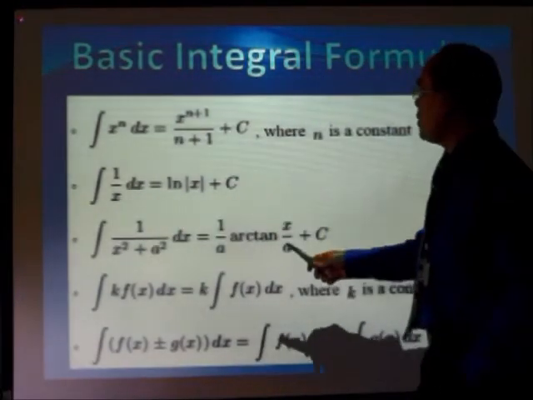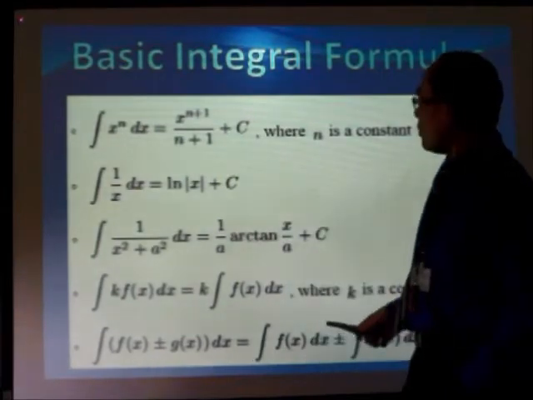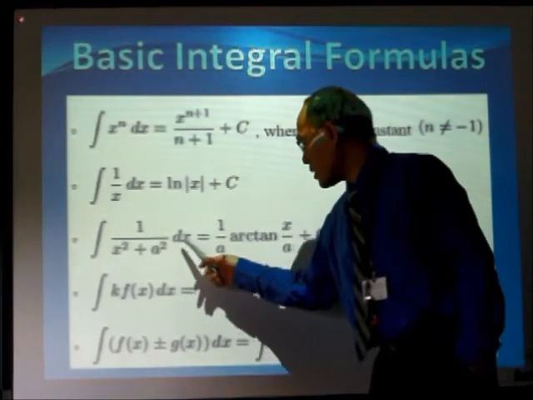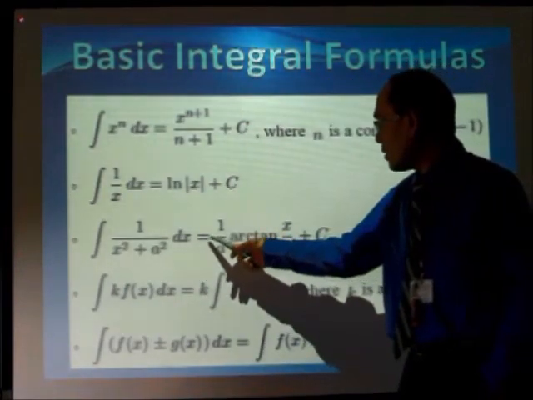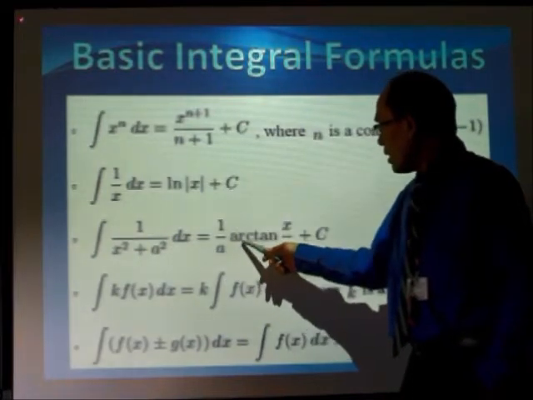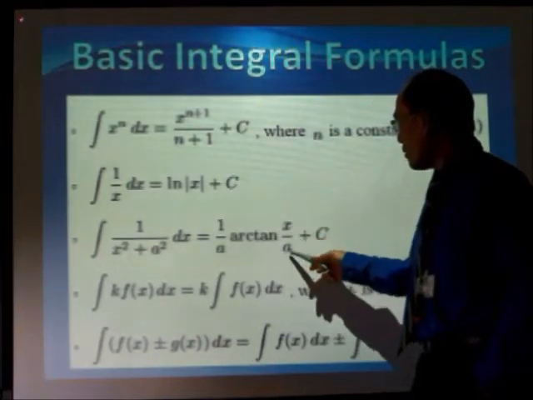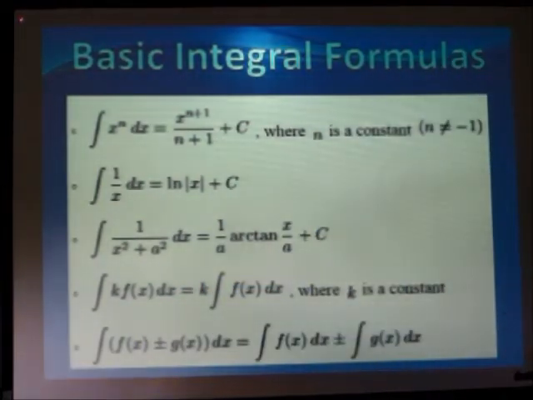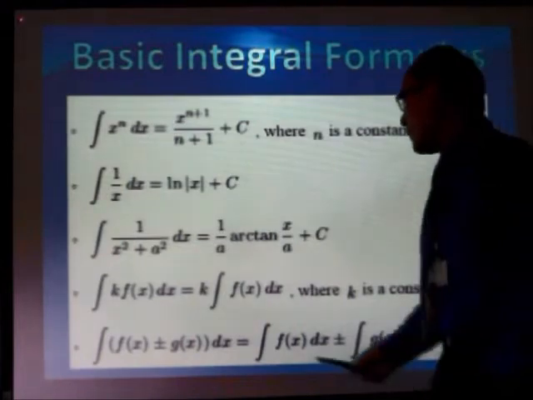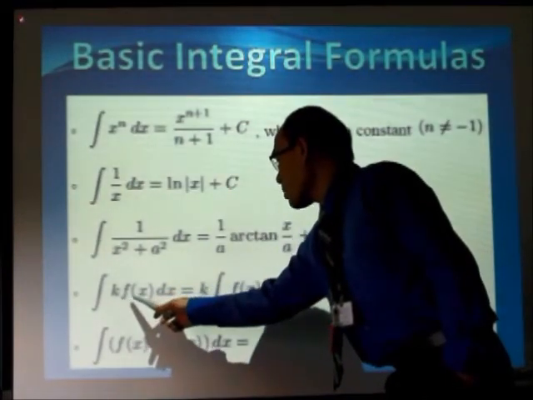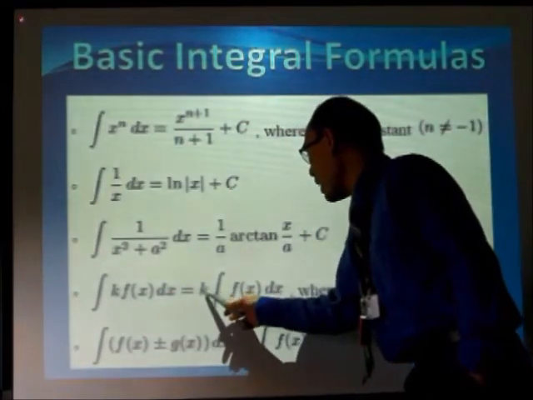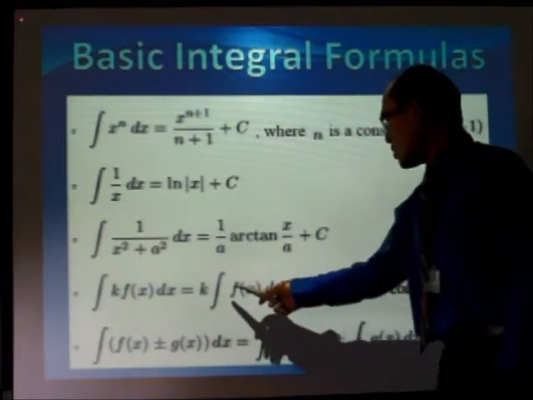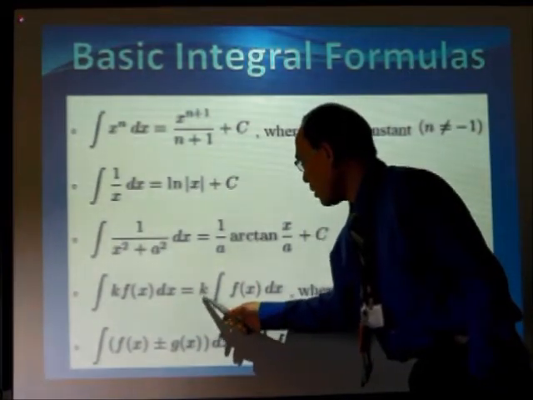We have another integral formula: 1 over x squared plus a squared dx. The integral of that is given by 1 over a inverse tangent x over a plus c. Another integral formula is the integral of k times f of x dx, which is k times the integral of f of x dx. So this means we can pull it outside, up front.